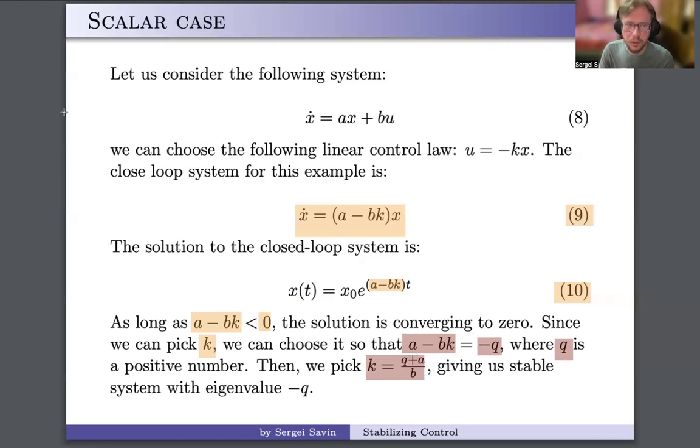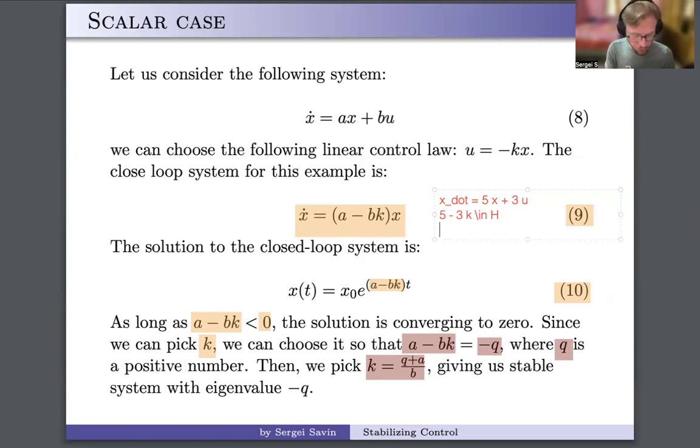So for example, let me just give you a concrete example. Let's say x dot equals 5x plus 3u, all right? Now, the a minus bk, in this case, would be 5 minus 3k, right? And that should be Hurwitz, right? We want it to be Hurwitz.